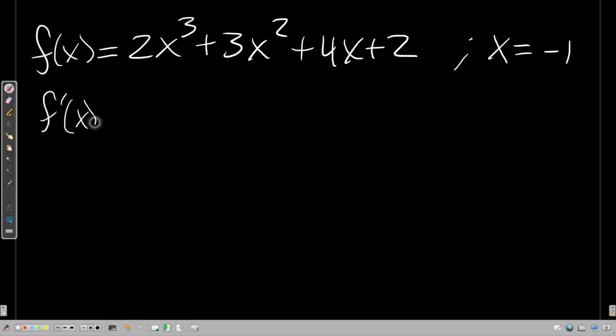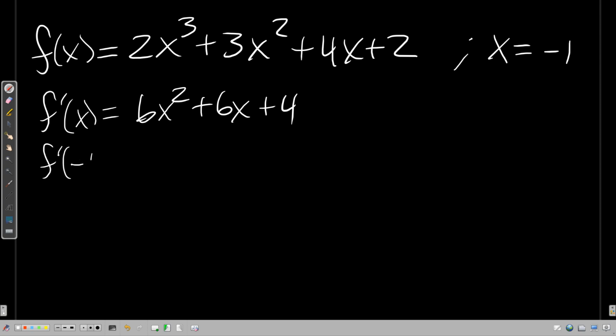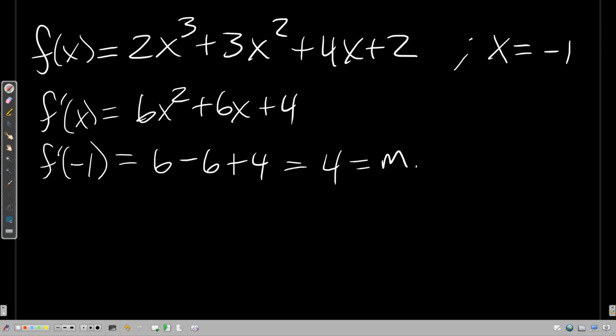I need f prime. F prime is 6x squared plus 6x plus 4. F prime evaluated at minus 1 will be 6 minus 6 plus 4. Well, that's easy. That's just 4. This is the slope of my tangent line when x is minus 1. If x was some other number, obviously I'd get a different slope. It remains for me to see what is f of minus 1.